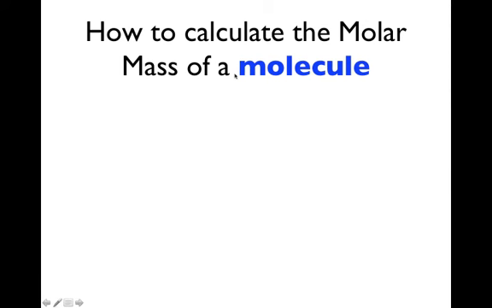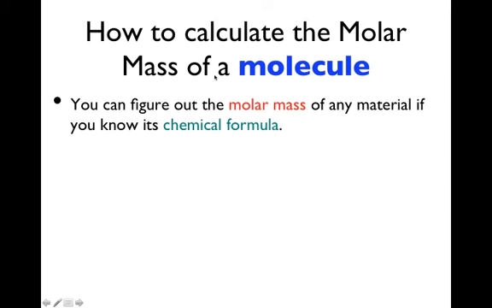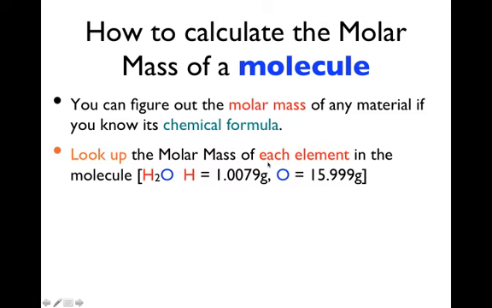This is just a more detailed version of what you should do if you want to calculate the molar mass of a molecule. Again, you can figure out the molar mass of any material if you know its chemical formula. What you do is you look up the molar mass of each individual element in the molecule. So as the example here, we'll do water again. You look up the molar mass of each individual element. So we have hydrogen and we have oxygen. The molar mass of hydrogen is about 1.0079 grams. Molar mass of oxygen is about this much, almost 16 grams.